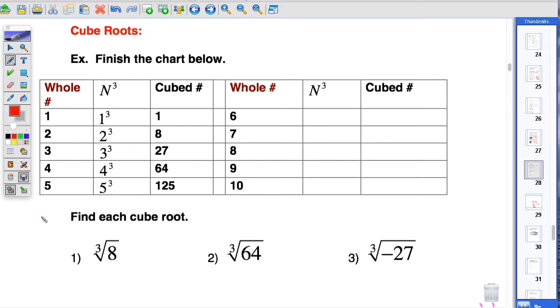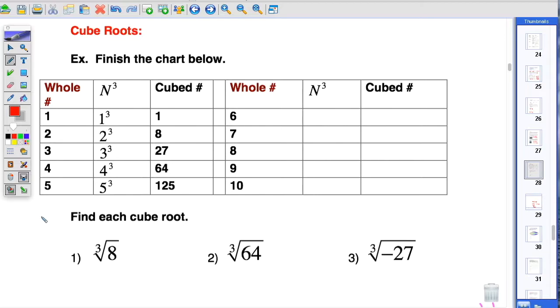The next section is on cube roots. We're going to finish the chart below. In the first column, we have our whole numbers. The third column, we have our number cubed, or to the third power, and the last column is what it is when we evaluate it. So if we have our whole number 1 and cube it, we get 1, because 1 times 1 times 1 is 1. 2, we cube it, so it's 2 to the third power. 2 times 2 times 2 is 8. 3, cube it, so it's 3 to the third power, and that gives us 27.